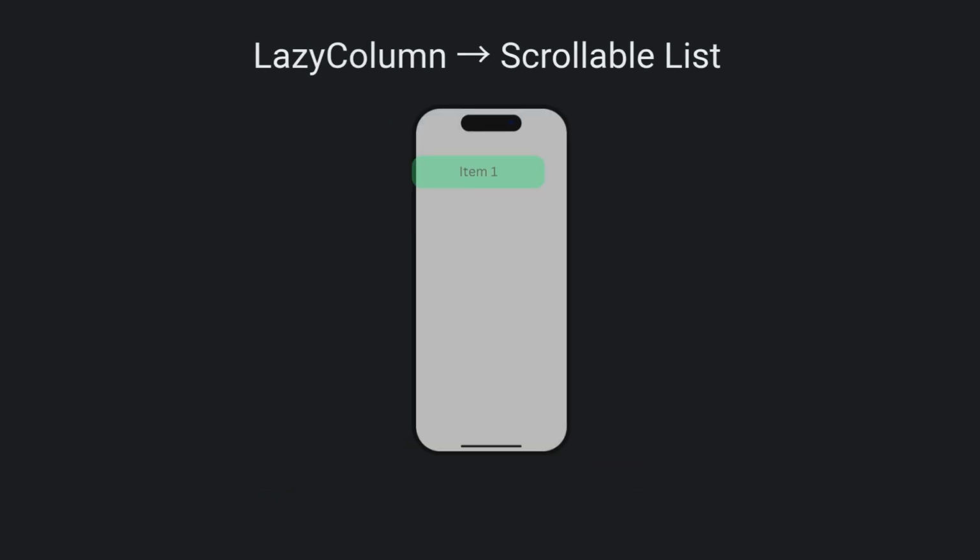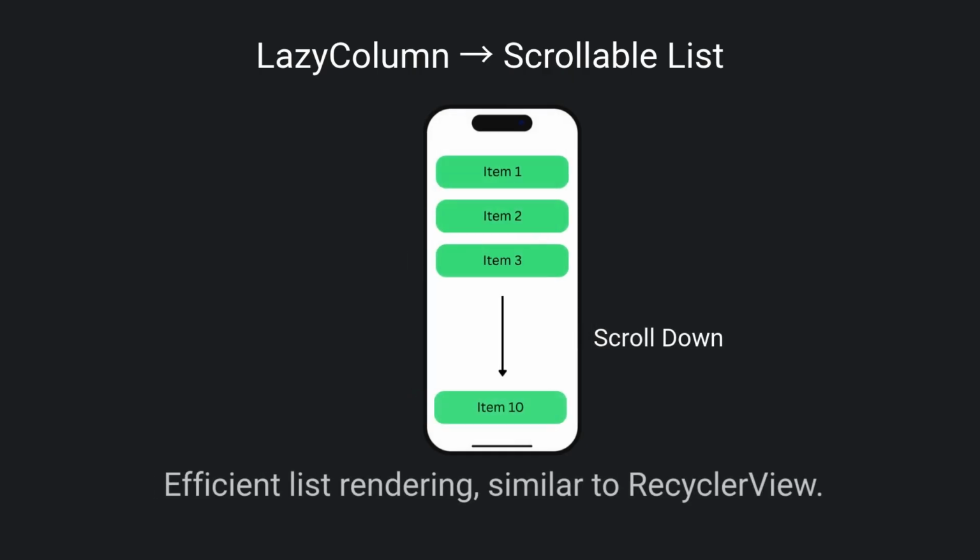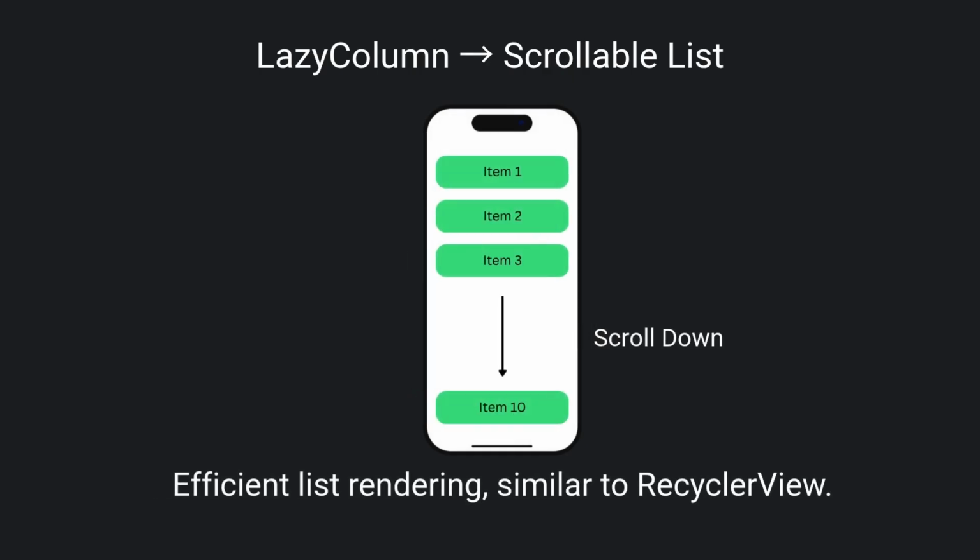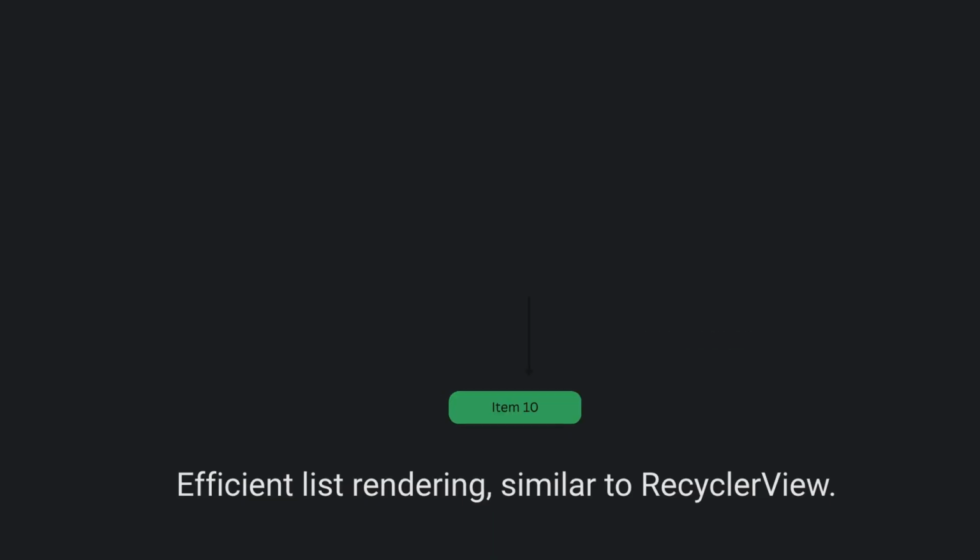A LazyColumn is used for a long scrollable list of items. It only renders what's visible on the screen, making it very efficient. This is Compose's version of RecyclerView in classic Android.